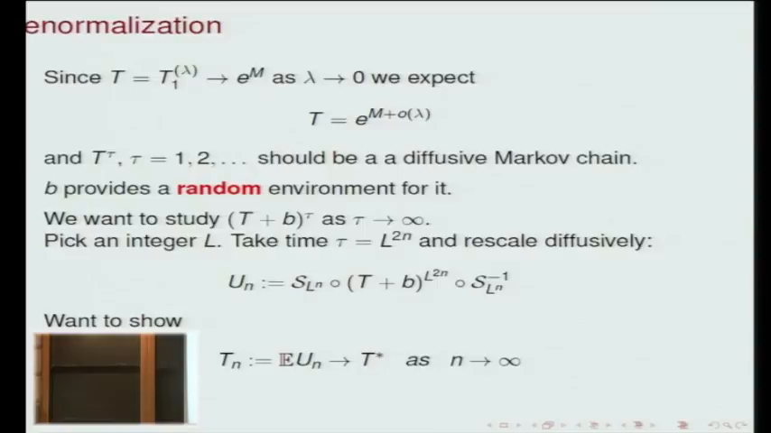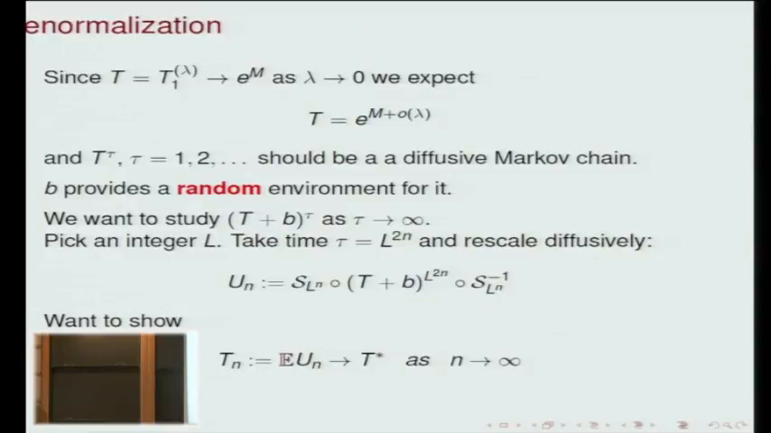Okay, so since we know that this guy has a limit as lambda goes to 0, that's the weak coupling limit, then we expect that this T here is a diffusion, and actually it is. I mean, this was proven by Erdős, Salmhofer, and Yau. This is a diffusive Markov chain, so T is more or less the weak coupling limit and a small correction. And the B is something, a random environment for it. And what we want to study now is the long time limit of this, diffusively scaled.